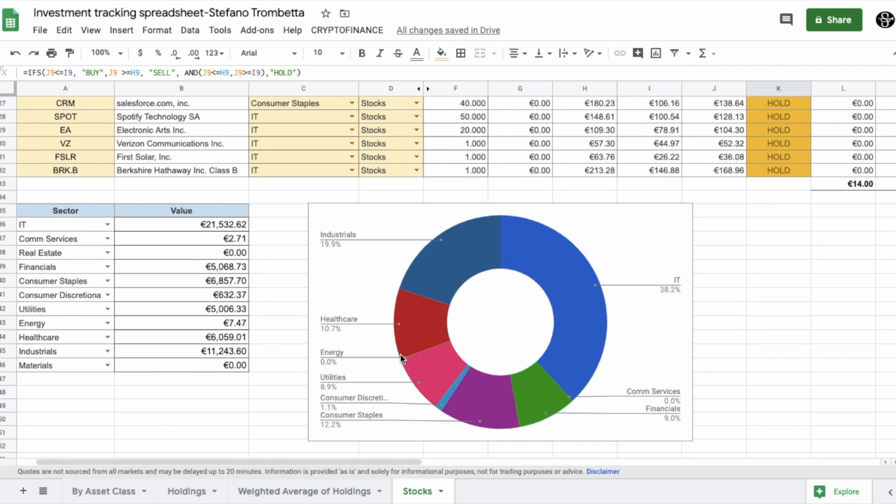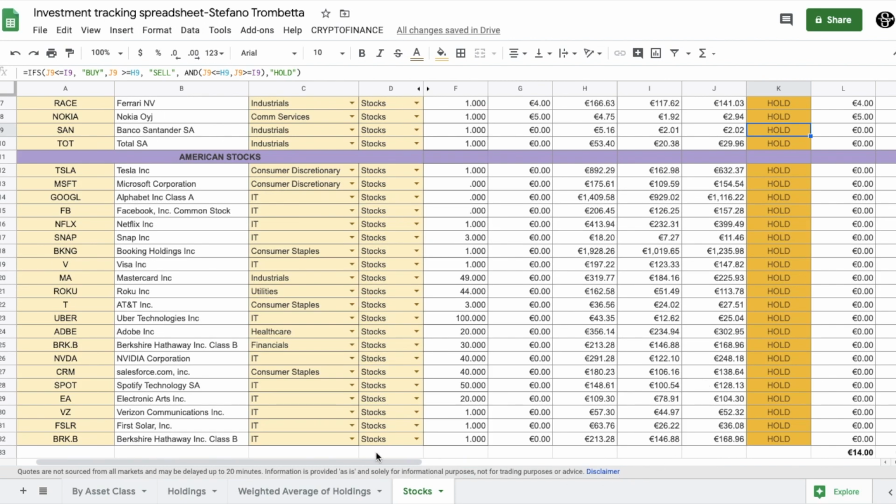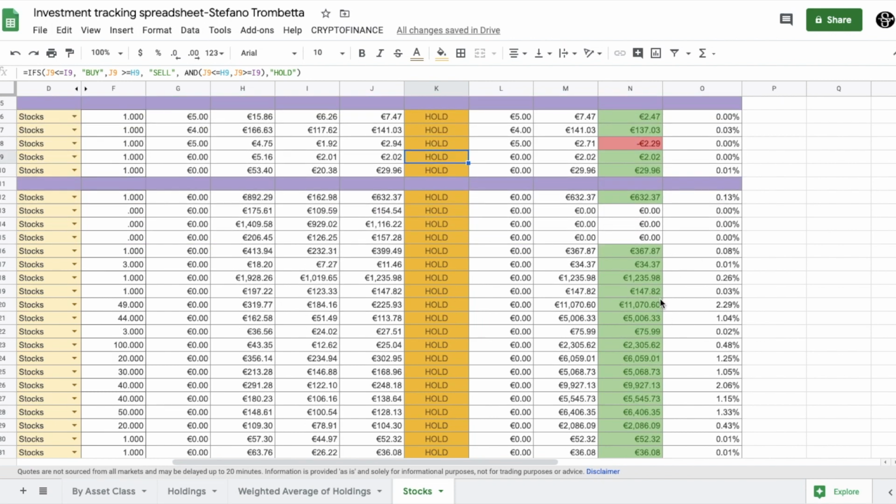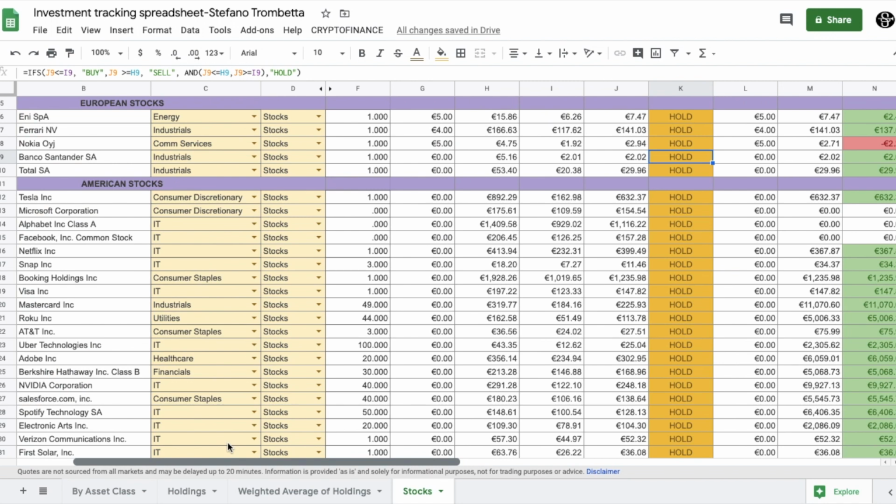And here you have a pie chart of all the sectors that you're invested in, and it just gives you an overview of everything. And here again the market value, the gain or loss, and the percentage of the total portfolio for that specific stock.